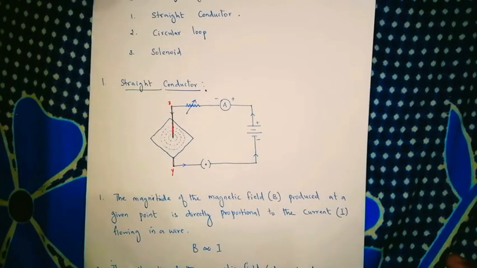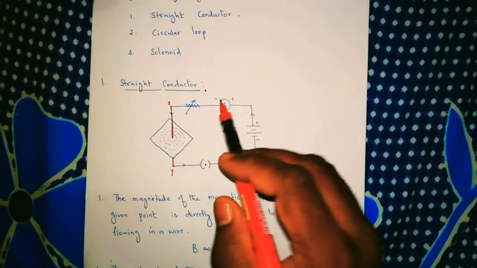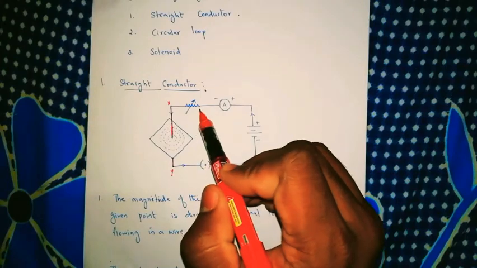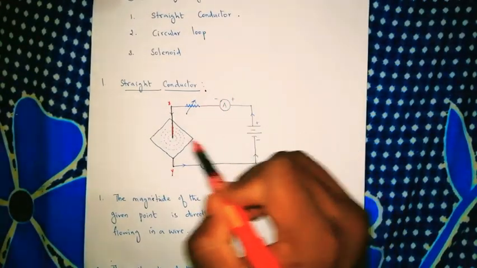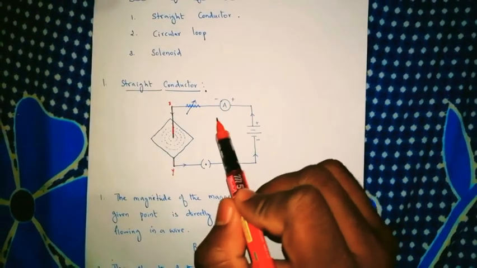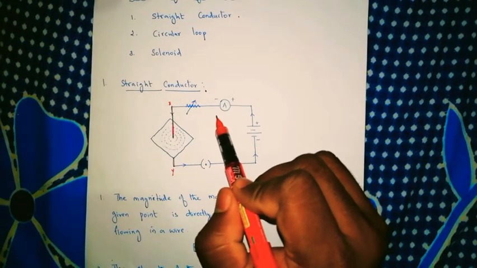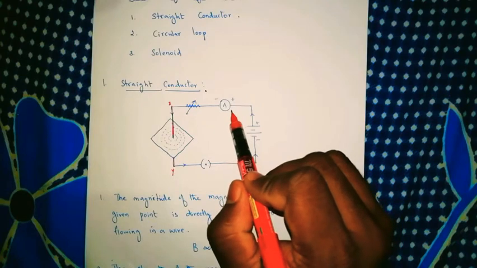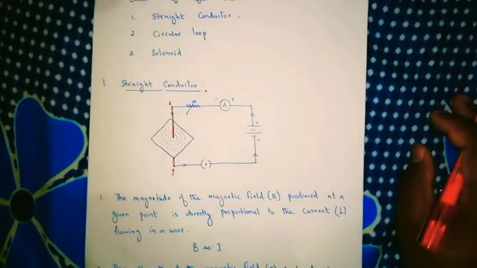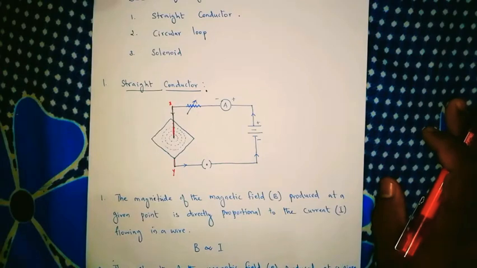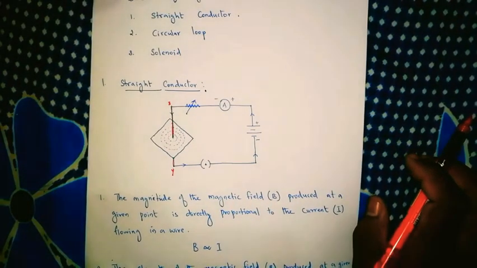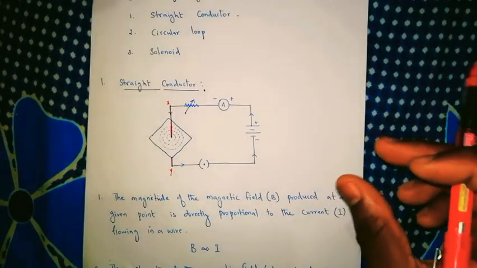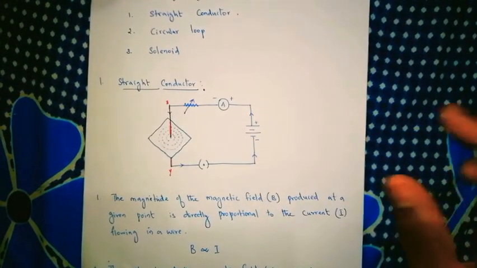You all know what a variable resistance is and why we are keeping it. Here we can also use a rheostat. A rheostat is used to regulate the current in an electric circuit without changing the voltage. The voltage remains the same, but we can increase or decrease the current. That is why we use this variable resistance. Rheostat is an instrument with which you can increase and decrease the current.